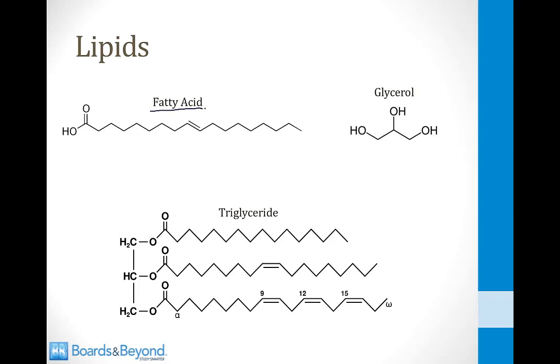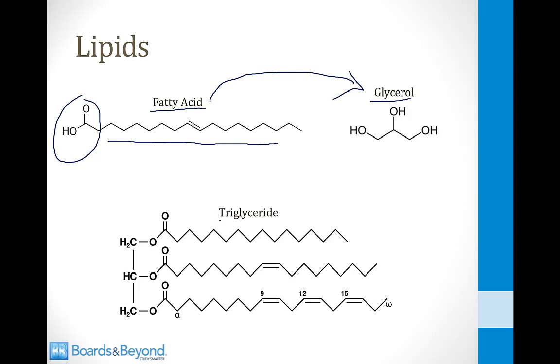So on the screen here is the structure of a fatty acid. It has a carboxylic acid group on the end and then a long chain of carbons and hydrogens. Also on the screen here is a molecule of glycerol. And if you link 3 fatty acids to a molecule of glycerol, you will get a structure called a triglyceride. And this is what most of the fats in our diet look like. Most of the fats we consume are triglycerides. They're made up of a glycerol molecule here attached to 3 different fatty acids.